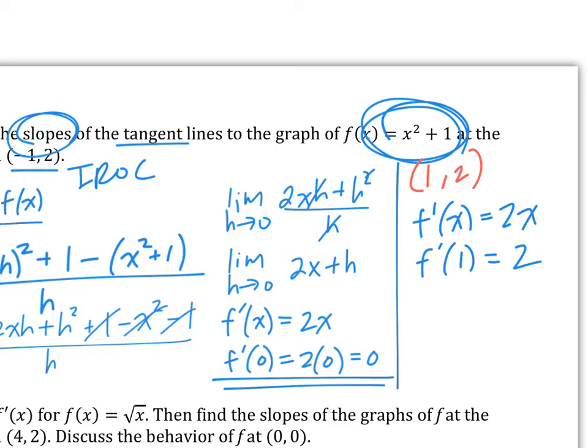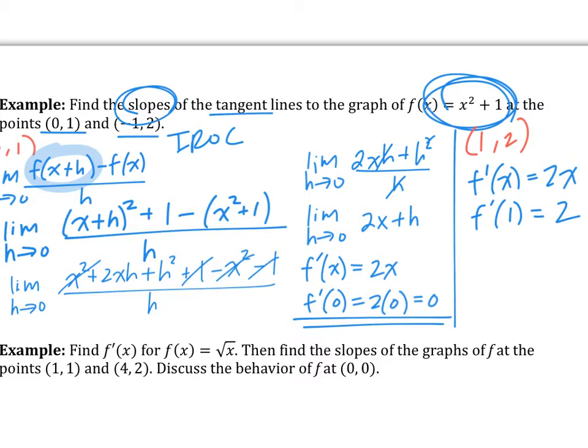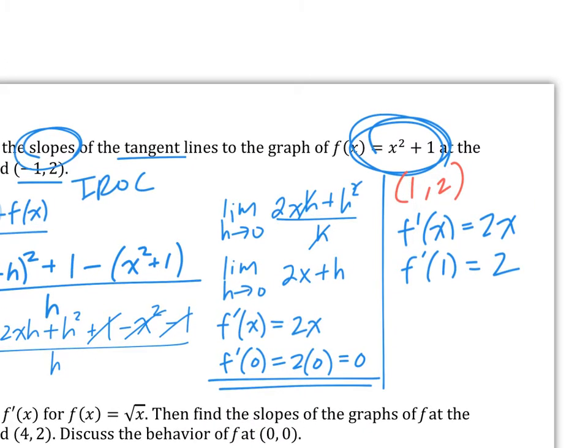Okay, let me recap. The first thing is you find the slope formula using the IROC formula. That gives you the slope equation, or the derivative, for every single point. Next, you plug in just the x value, because the slope only depends on the x value. And then that's it. You're finding the slope at that point. It was negative 1, 2. Wait, why is it negative? Oh, yeah, because it says negative 1. Oh, I'm sorry, I didn't see that. Negative, yes. Negative 2.